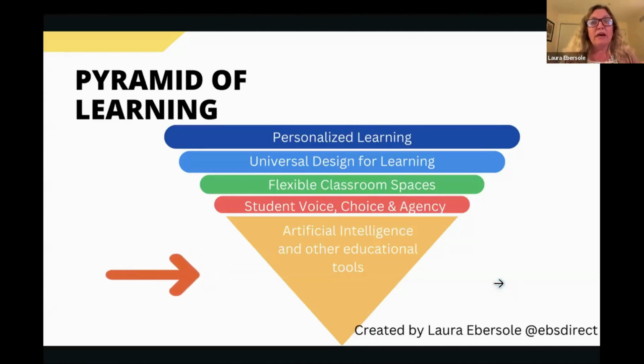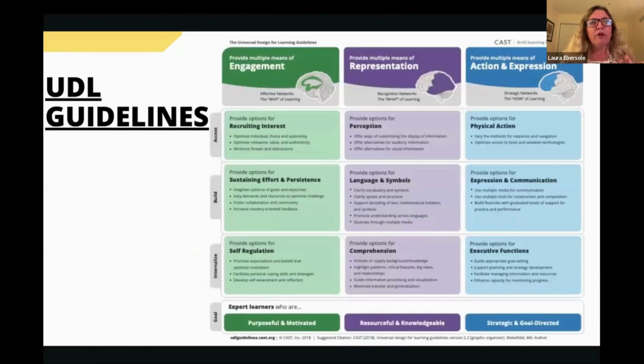There are so many things out there that we wanted to limit to just those things that deal with personalized learning at this time. If you're not familiar with Universal Design for Learning, these are the guidelines. This is created by CAST, and you can see that there are three main vertical groups. Engagement, which is the why of learning, representation, which is the what of learning, and action and expression, which is how we are going about learning.